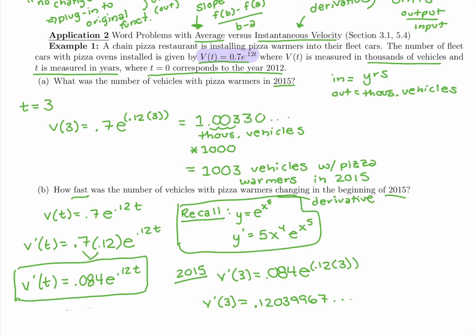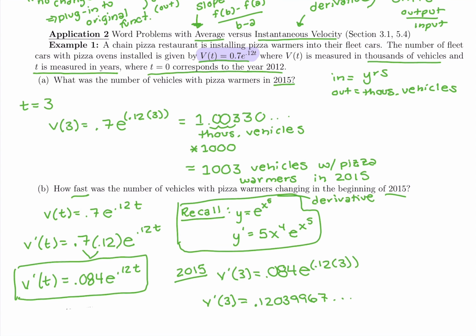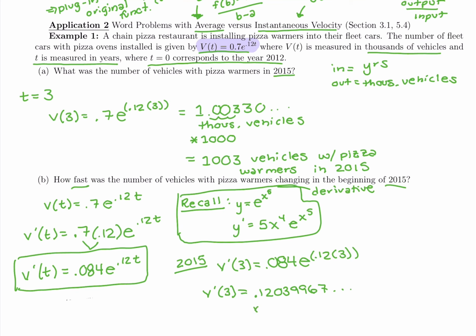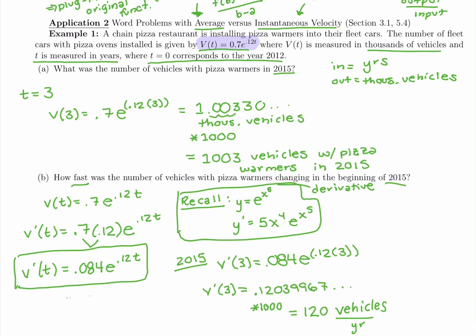I remember this is in thousands of vehicles. If it was in billions, I probably wouldn't multiply out by 1,000,000,000 because I don't think that's helpful. But I think multiplying out by 1,000 actually helped me in the first part, so I'm going to do it here. Instead of saying 0.12 thousand vehicles per year, I'm going to multiply it out by 1,000. So we're going to get about 120, and it's a rate of change, so it has to have 2 units, vehicles per year.